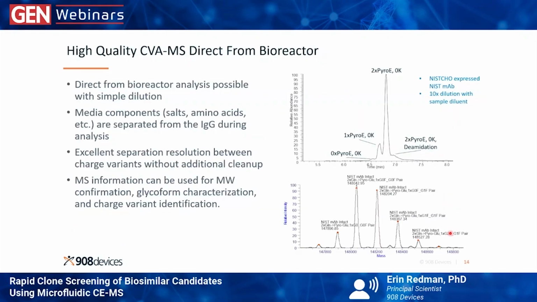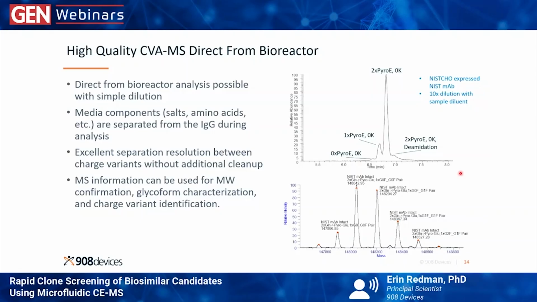On the right is a charge variant separation of NIST-MAB expressed from the NIST-CHO cell line, and below it is the process mass spectra for the main variant. For this analysis, we took media directly from the bioreactor and simply diluted it 10x with the sample diluent from the charge variant analysis kit. During the separation, media components that may interfere with analysis are separated away from the MAB, so we get a nice separation as well as high-quality mass spectra.